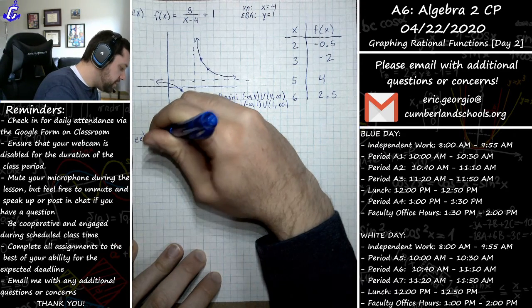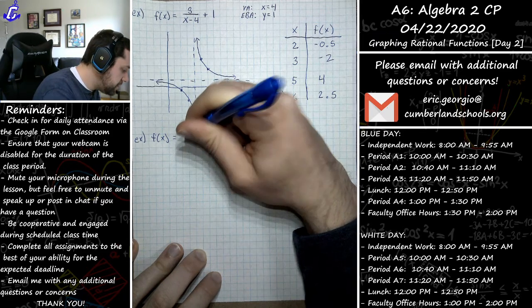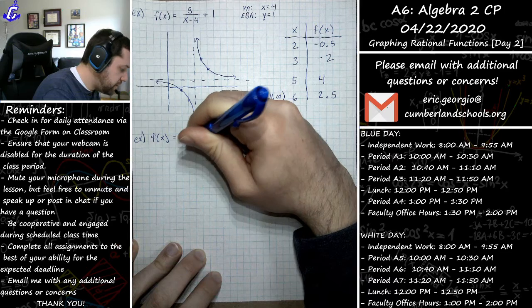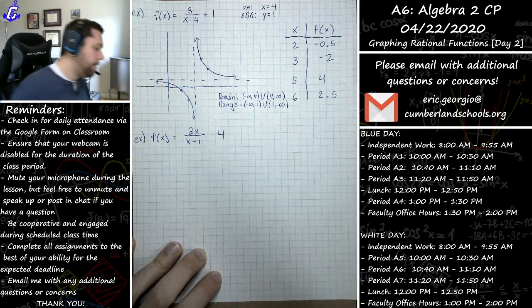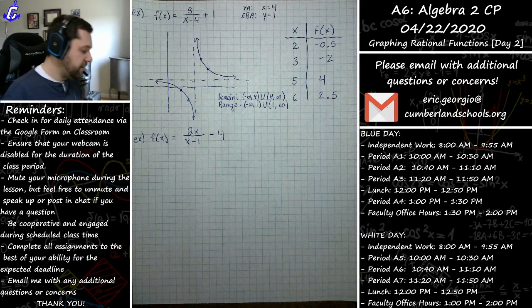How about something like this? F of x is equal to, let's do 2x over x minus 1 and then minus 4. Okay, something like that. Nice rational function. Has a variable in the denominator. Let's give it a shot.